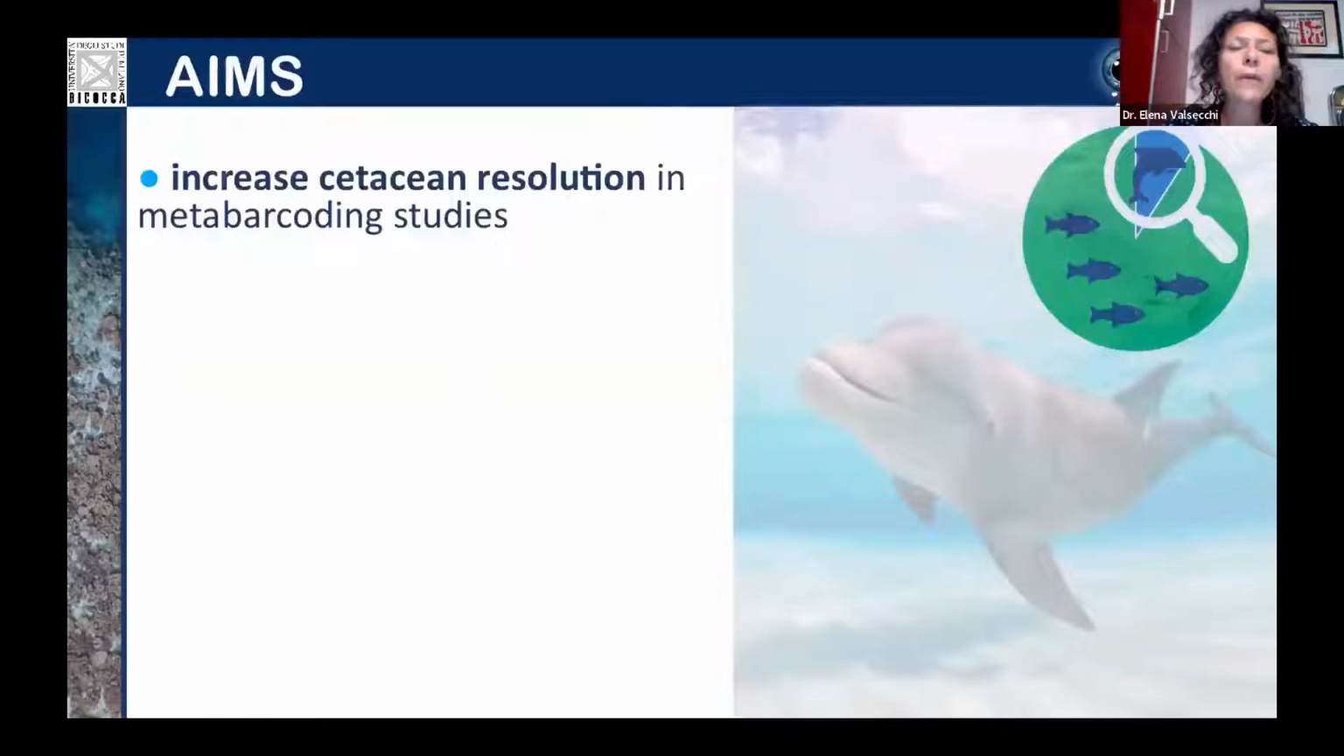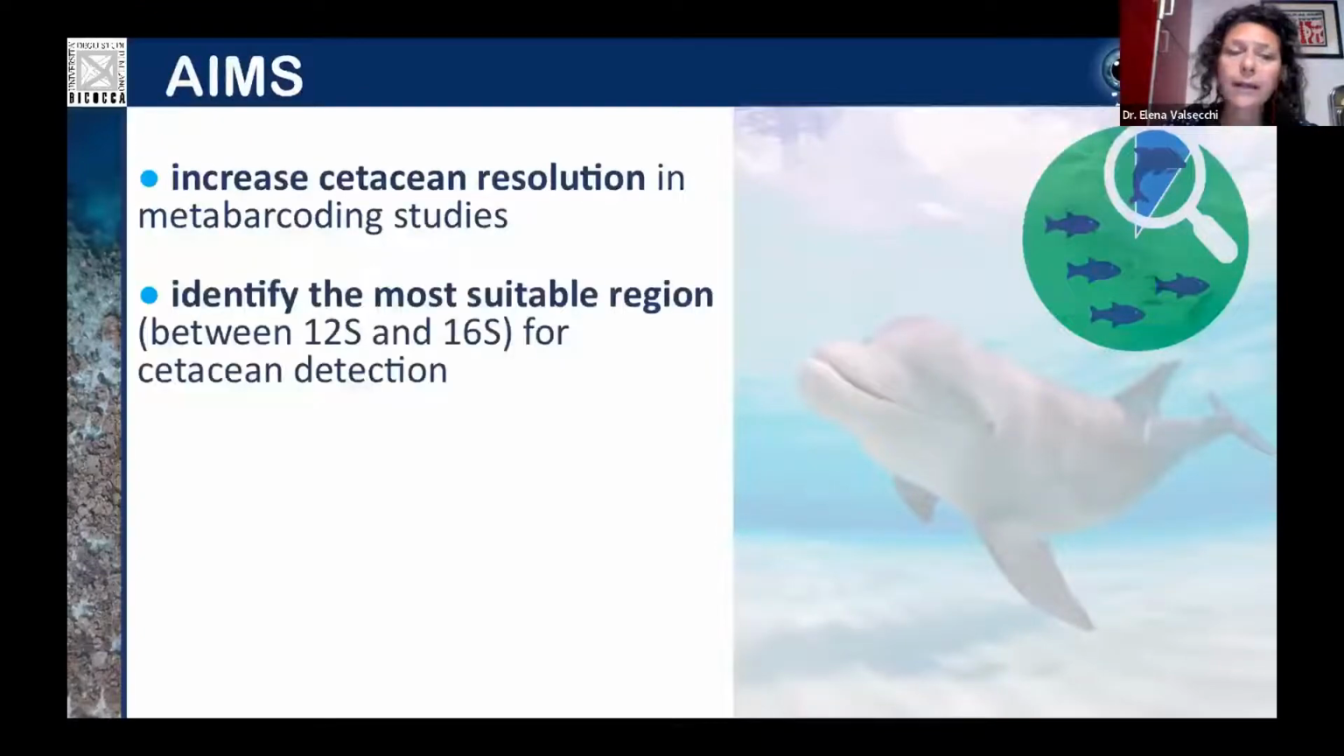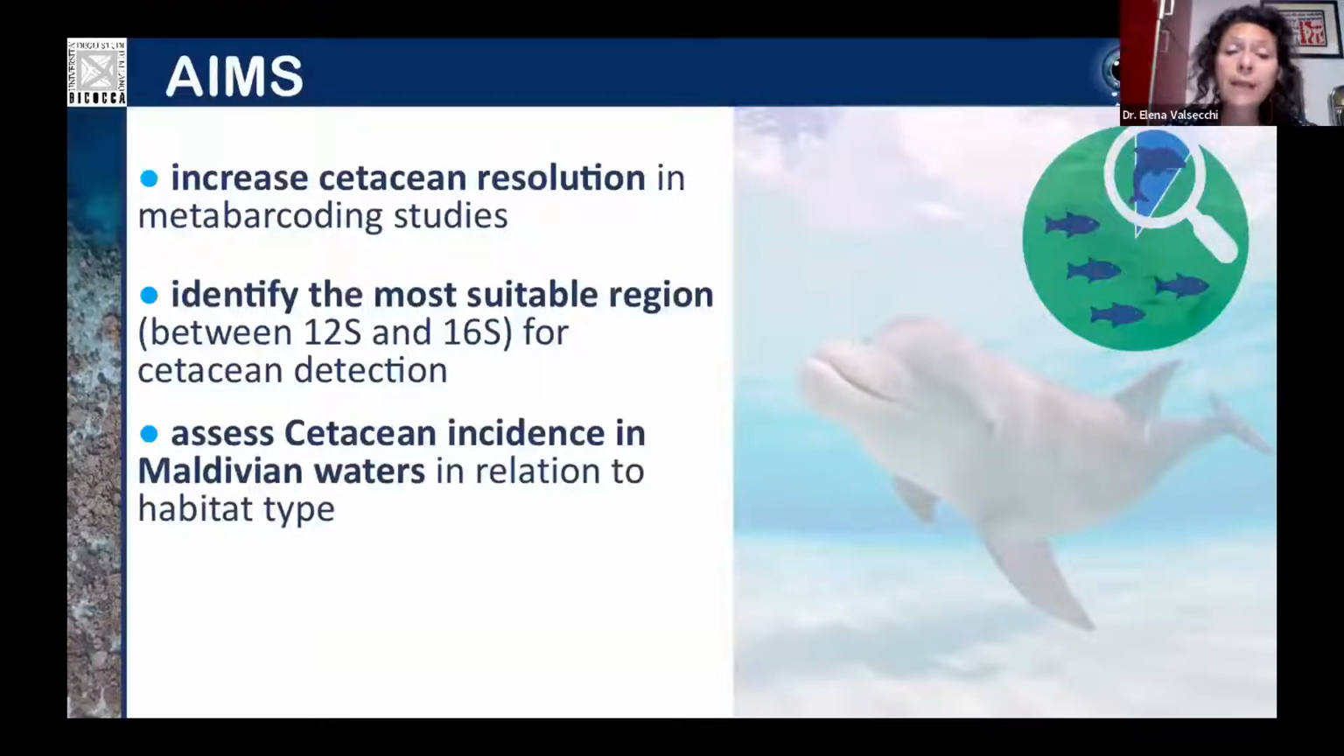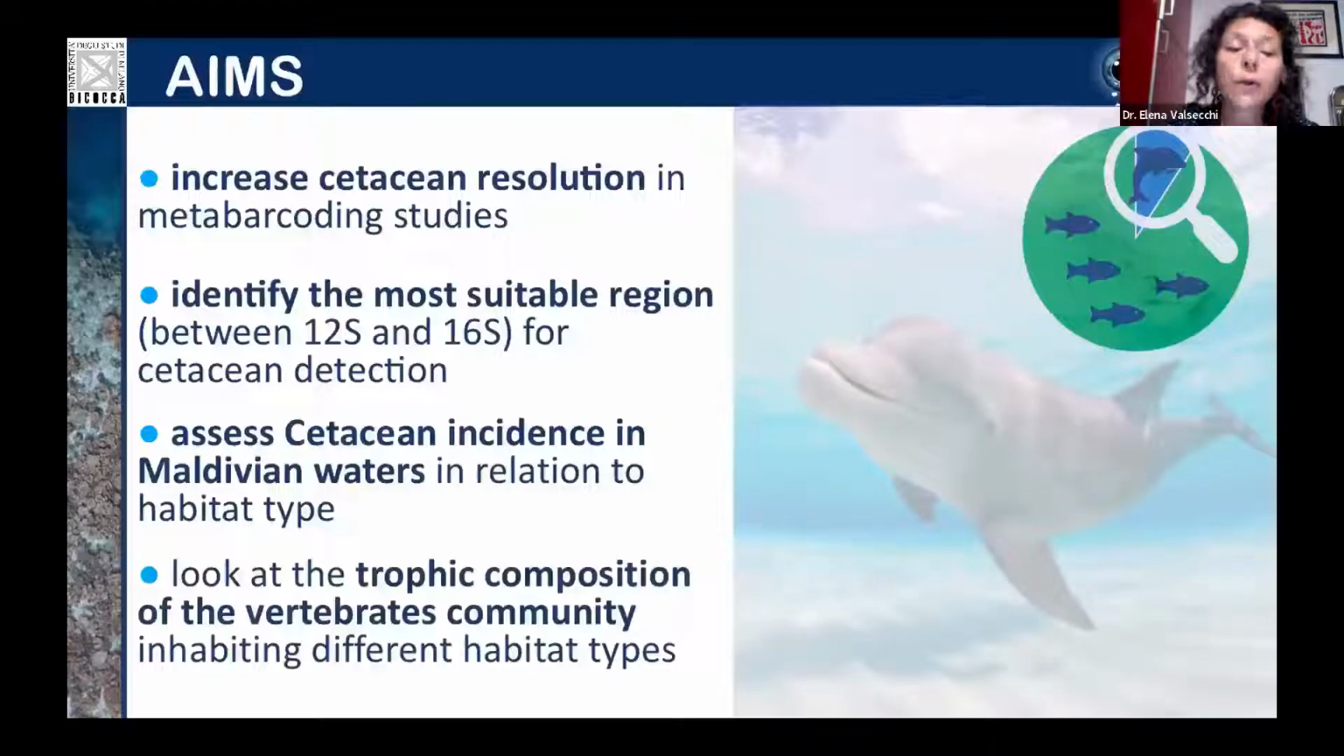So the aim of our study was to increase cetacean resolution in metabarcoding studies, identify the most suitable region between the 12S and 16S for cetacean detection, to assess cetacean incidence in Maldivian waters in relation to habitat type, and finally to look at the trophic composition of the vertebrate community inhabiting different habitat types.